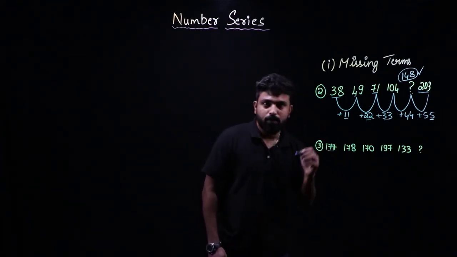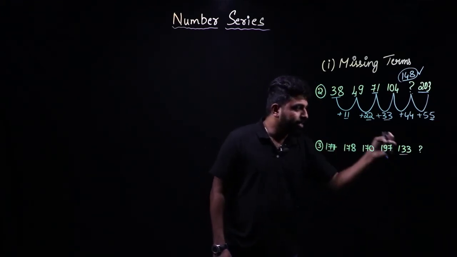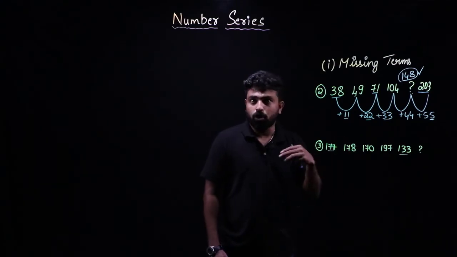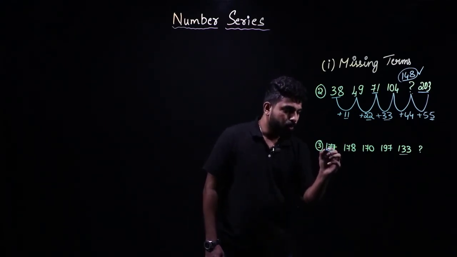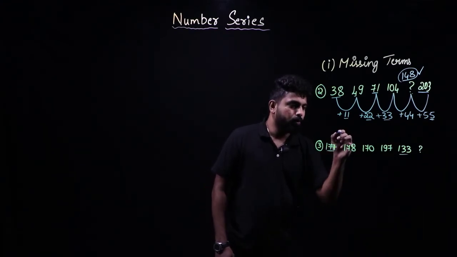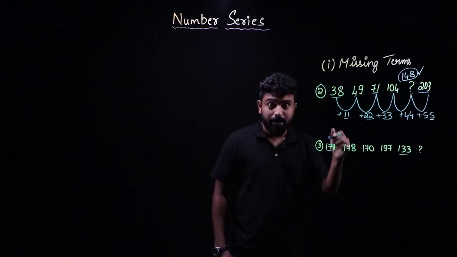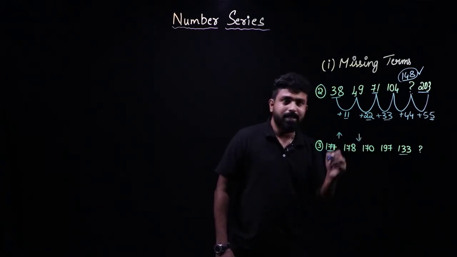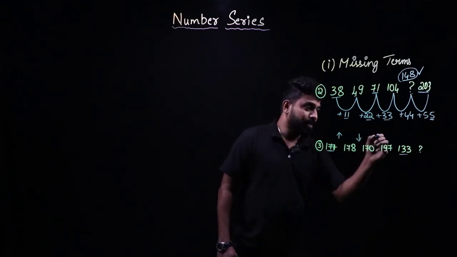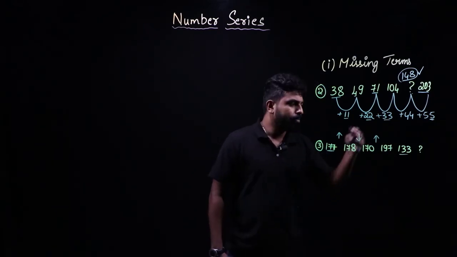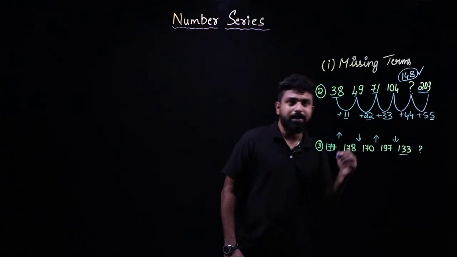Let us take the first term, which is 177, and the last term, which is 133. Let us take the difference between the two terms. The difference is not very big. So let us start checking if there is an increment or decrement. Here 177, there's an increment to become 178. Next 178 to 170, there's a decrement. Let me write that down. There's a decrement here. What about my next term? 170 to 197, there is again an increment here. What about my next term here? 197 is going on to become 133. So there is again a decrement here.